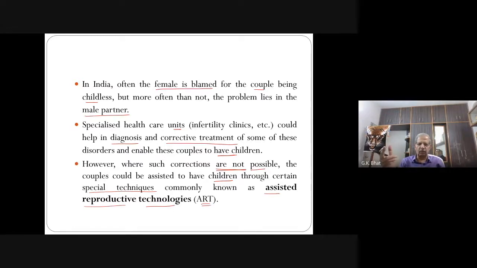So sometimes you'll be asked the question, what is the full form of ART? Assisted reproductive technology. Or you may be asked, what is assisted reproductive technology? Assisted reproductive technologies are the technologies which are used for the childless couple to get children by some sort of treatment to their problem. So, some of the problems you have already seen are corrected, not all, where such corrections are not possible.